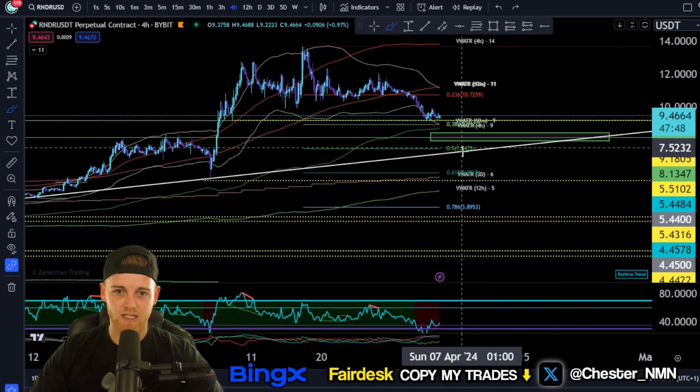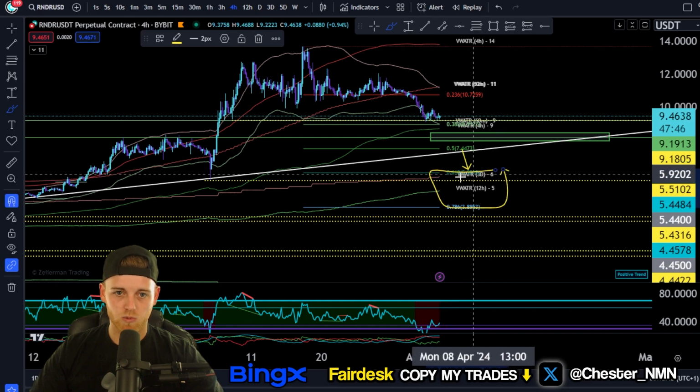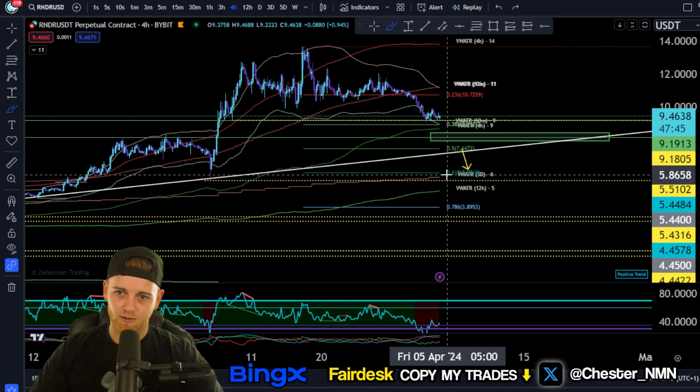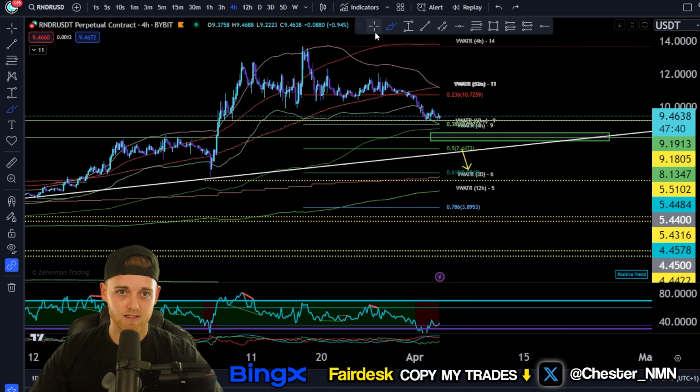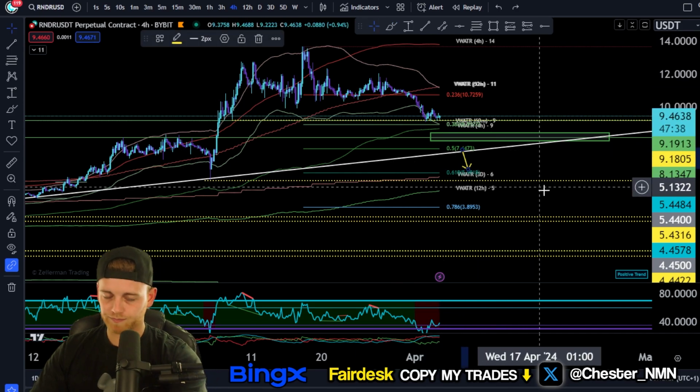But if we lose this zone, I would expect downside to the 3-day and the 12-hour volume weighted ATR band at around $5.89, $5 exactly. Okay, so those are the areas for Render that I would be looking out for.